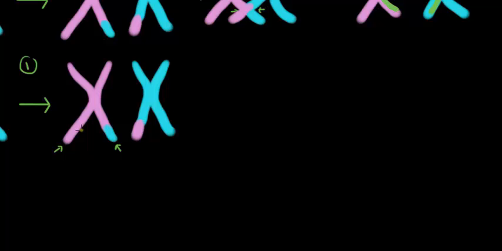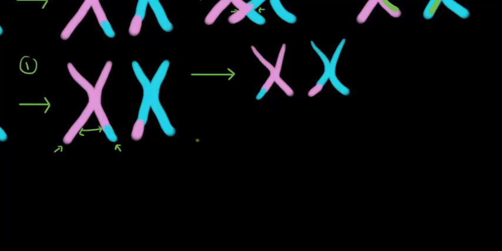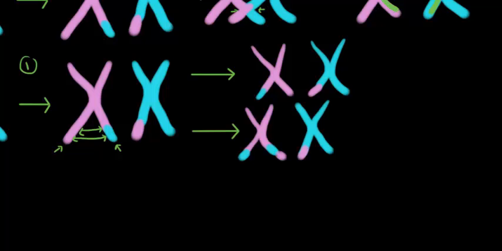Maybe they cross over exactly at this spot over here, and in that case we're going to get a set of chromosomes that looks like that. Or maybe not. Maybe they're going to cross over at a spot somewhere over there, and in that case we're going to get a set of chromosomes that looks like that. And again, that was our second crossing over. So we just described something called a 3-strand double crossover.